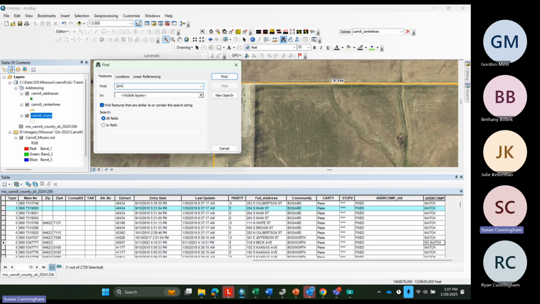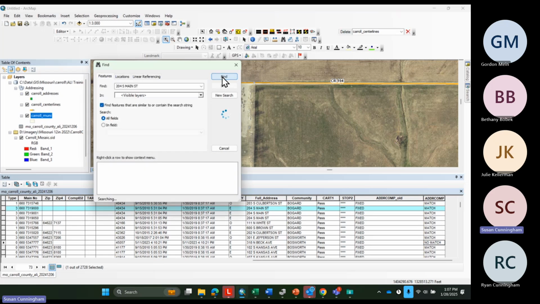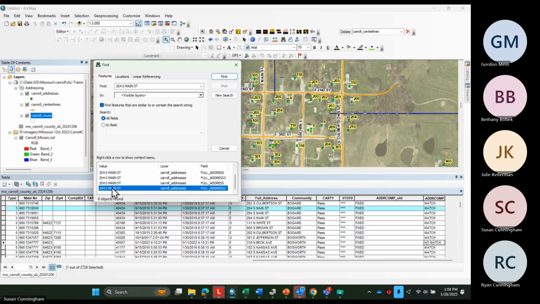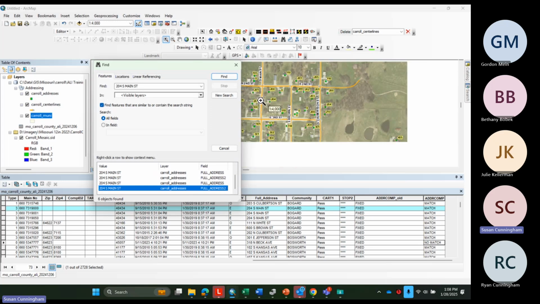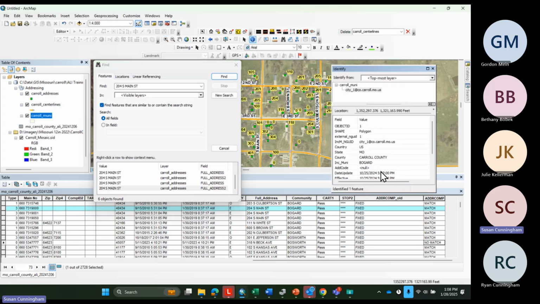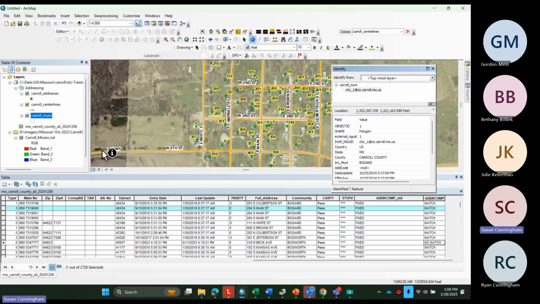So I'm just going to be looking at this. There are probably going to be some in Carrollton, and this is probably not Bogard. There we go, that looks like a smaller community. Let's make sure this is Bogard. And that is Bogard. Okay, so looking at this one, the 204 South Main Street, that originally did not match.